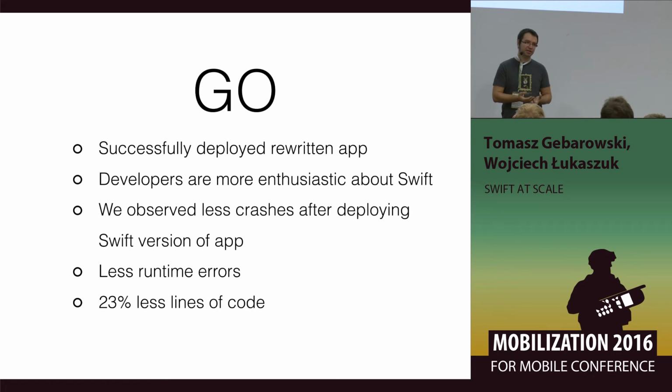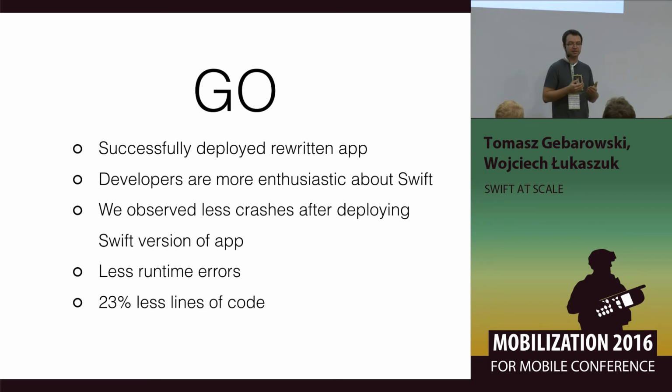And we could reach less code because Swift is less verbose, it has a more compact syntax, and it doesn't have header files. So all in all, we think that the decision was really good, especially for the developers. We are really enthusiastic about that. We know, especially when we talk with the developers working with Swift, that they don't want to go back to Objective-C.